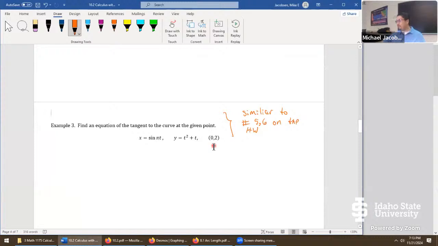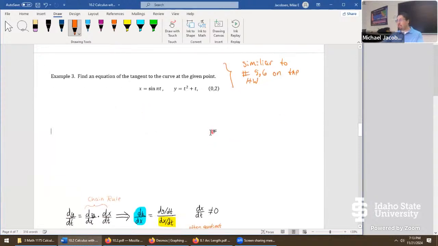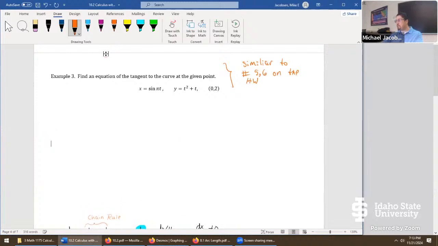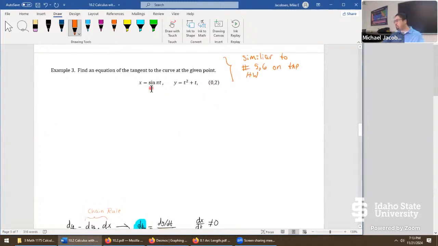Really, the only difference is I just wrote in the point. I didn't provide the graph. So let's make it extra similar. Let's actually provide the graphs ourselves. This one looks like it's a little bit more interesting as a parametric equation. We have a sine function and a quadratic.